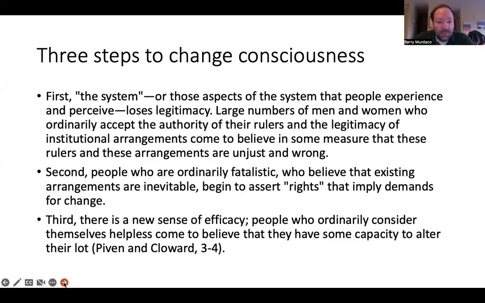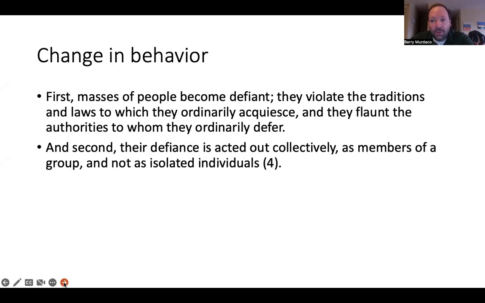People who ordinarily consider themselves helpless come to believe that they have some capacity to alter their lot. So basically, I wonder if maybe you could condense it to two steps. One, people lose belief in the system, their belief in the legitimacy of the system starts to wane away. And two, basically, I mean, the second, third points to me kind of sound like the same thing. People believe that they have the power to actually change things. So they believe that the system is bad. They have the power to change things, and so that at least in the realm of consciousness, at least gives rise to these kinds of social movements.